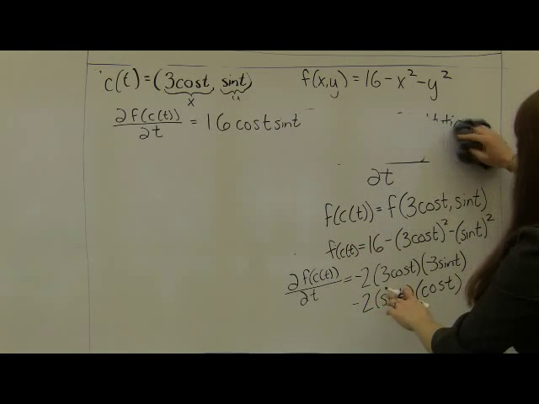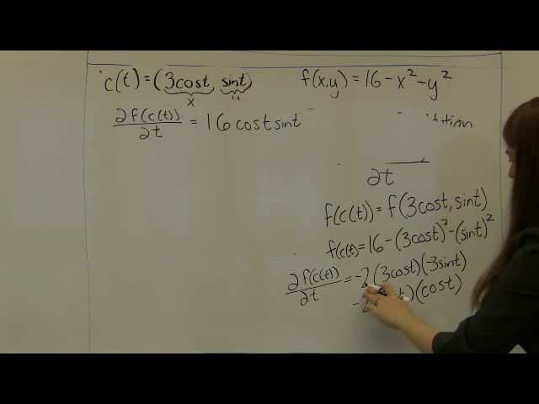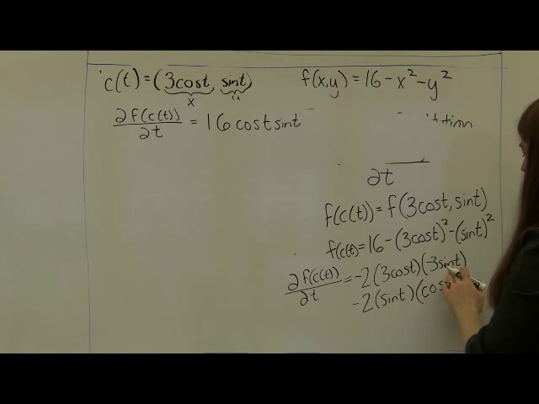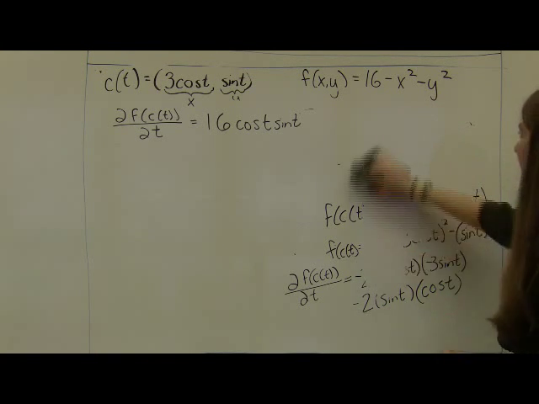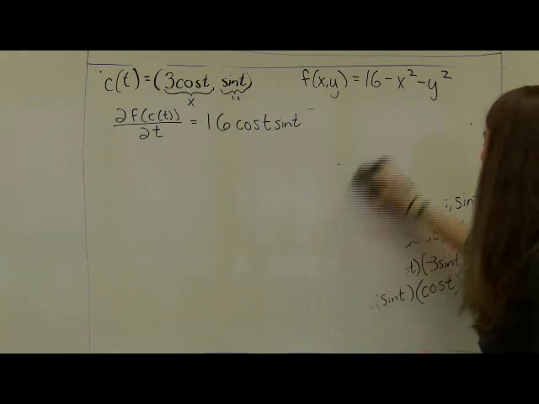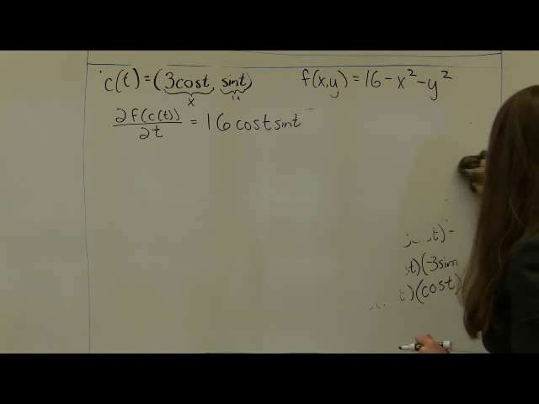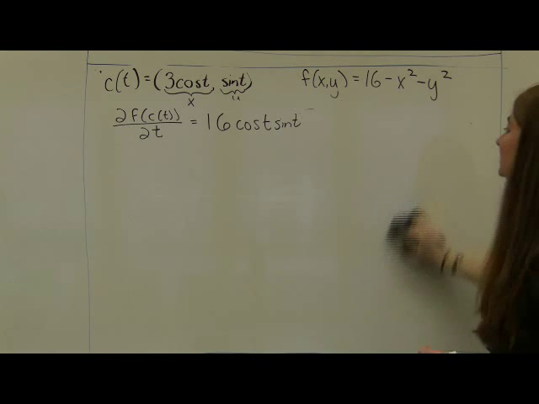I just simplified that using algebra. Let's check and make sure that I did that correctly. So I have -9 times -2 is +18 cosine t sine t. I agree. Hopefully you agree, viewers at home. So this is one way to think about doing this problem.